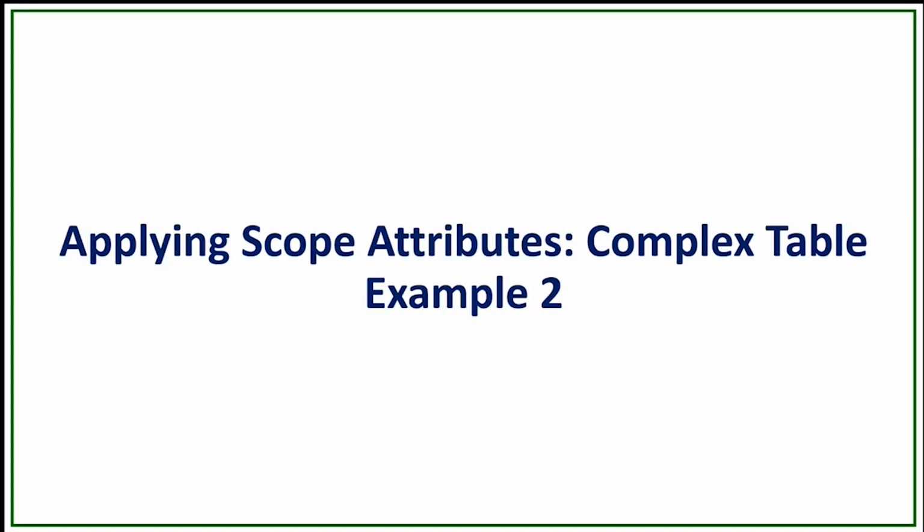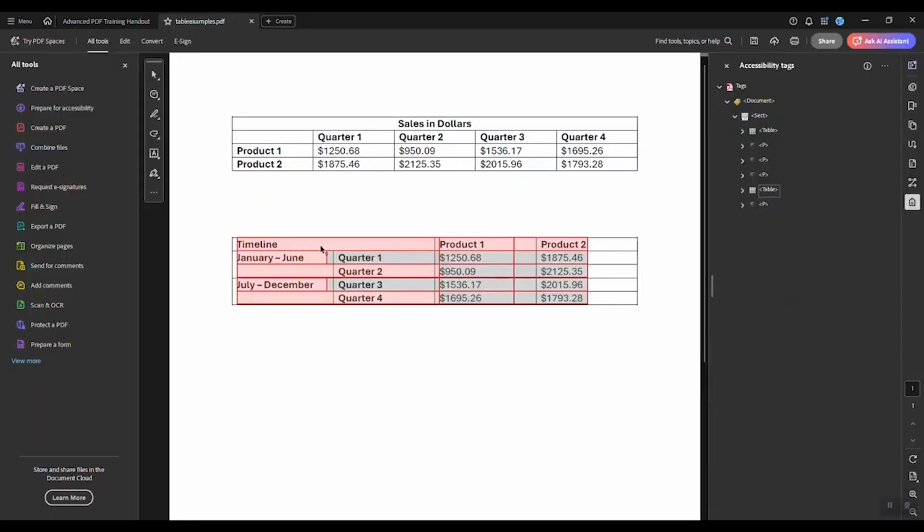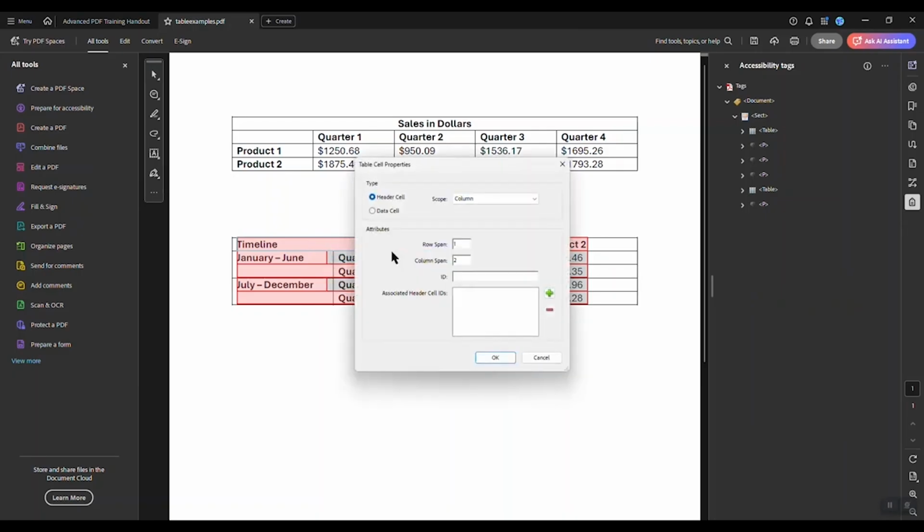Applying scope attributes, complex table, example 2. Let's look at another complex table. This complex table example has 4 levels of headers. First, select the timeline cell, right-click, then select Table Properties. Table cell properties include type section, header cell, scope equals column, attribute section, row span equals 1, and column span equals 2.